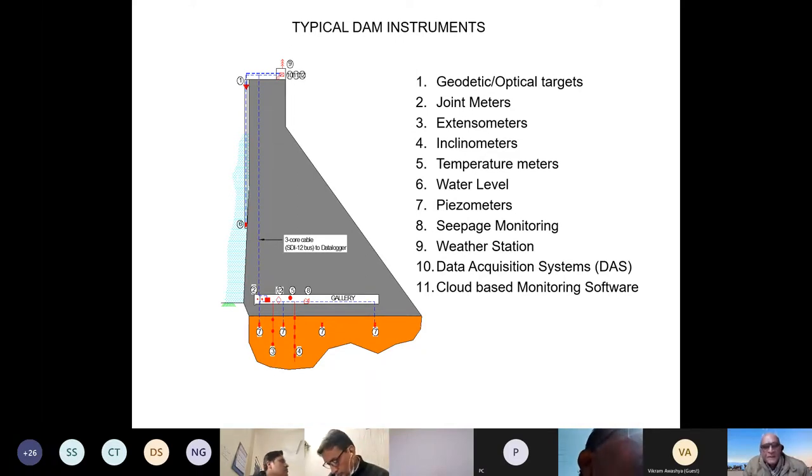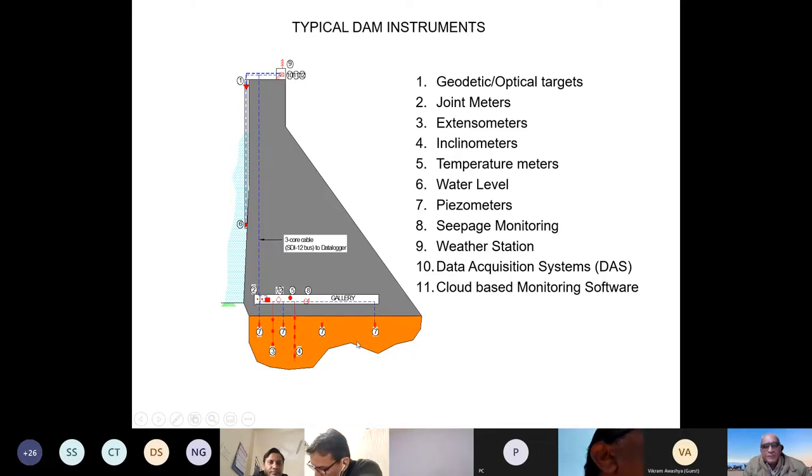Once the dam is completed, all the readings of the instruments can be taken from the top of the dam, because cabling is done through the shaft up to the top, and we have a data acquisition system here. Now, during construction of the dam, of course, there cannot be any data acquisition system.